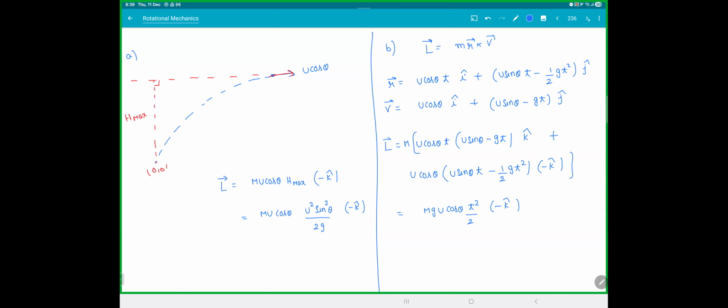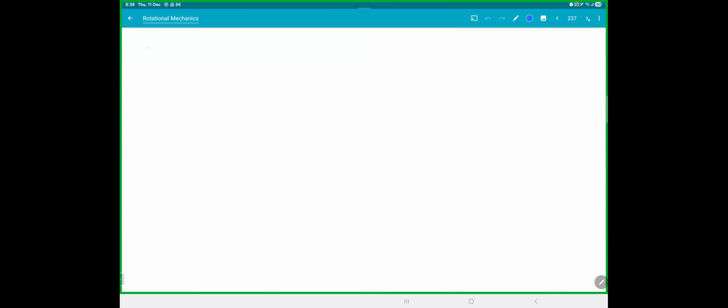Getting it? But there's a faster way to do this. See, as this is moving at any instant, the vector is mg. If you drop the perpendicular, this distance will be u cos theta t. So torque will be m g u cos theta t minus k cap. This is your torque.